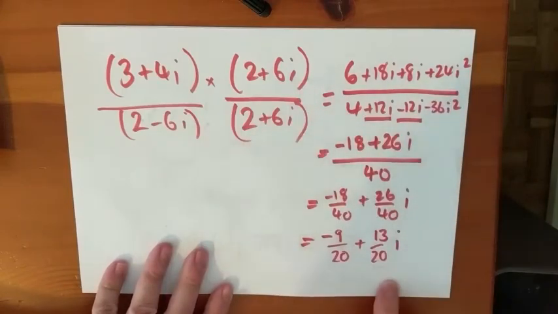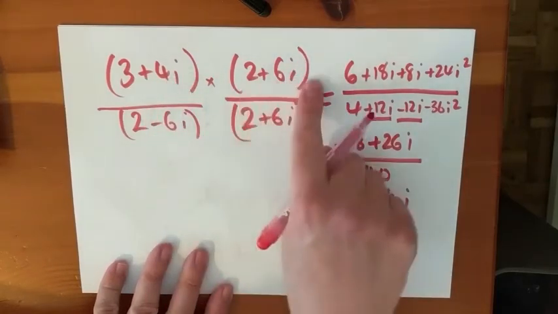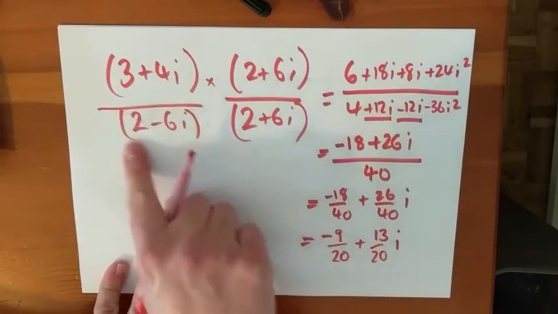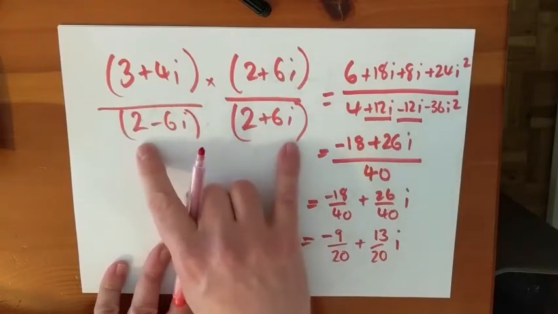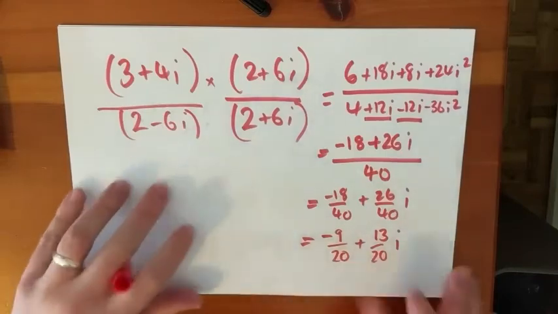And the process to get that far takes a little bit of time. And it relies on what we're doing here, which is multiplying the top and bottom by 2 plus 6i, which was something which is related to this. And this special trick means that the bottom simplifies really nicely. Let's do another one.